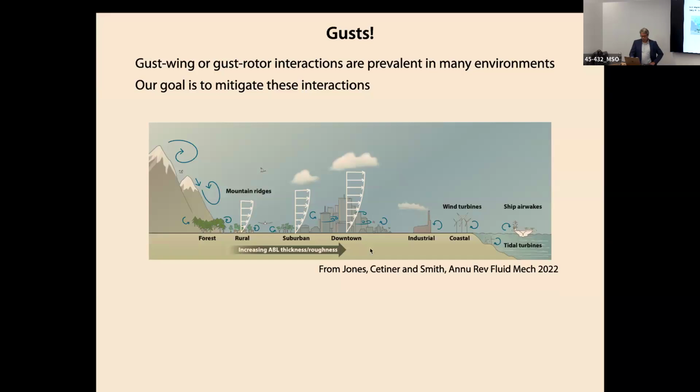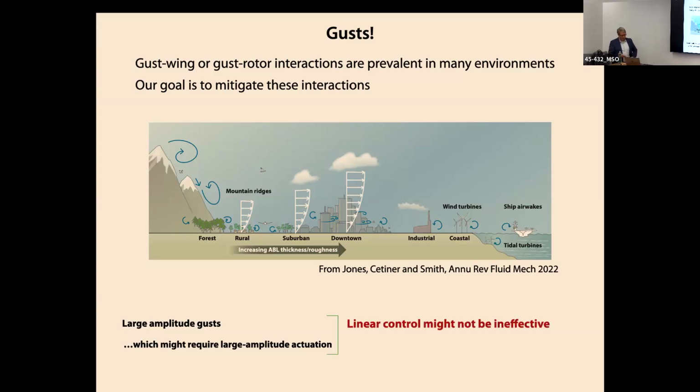And as vehicles become smaller and lighter, they are more prone to being disturbed by those gusts. Okay, so the disturbances become larger amplitude relative to their weight. And that might require large amplitude actuation to mitigate those disturbances. So it means that things like linear control, which have been a bedrock for control in lots of areas in flight mechanics for many years, may not be as effective anymore. And it also might mean that we need to know more about the flow field than we used to need.